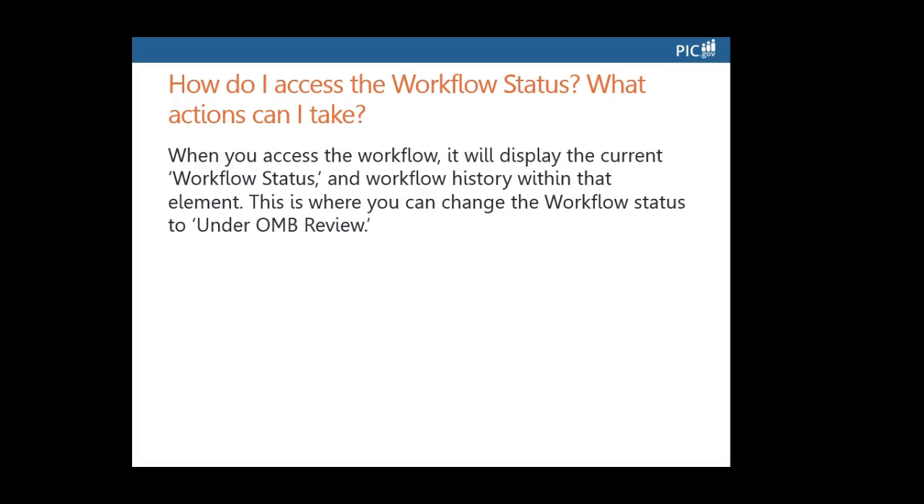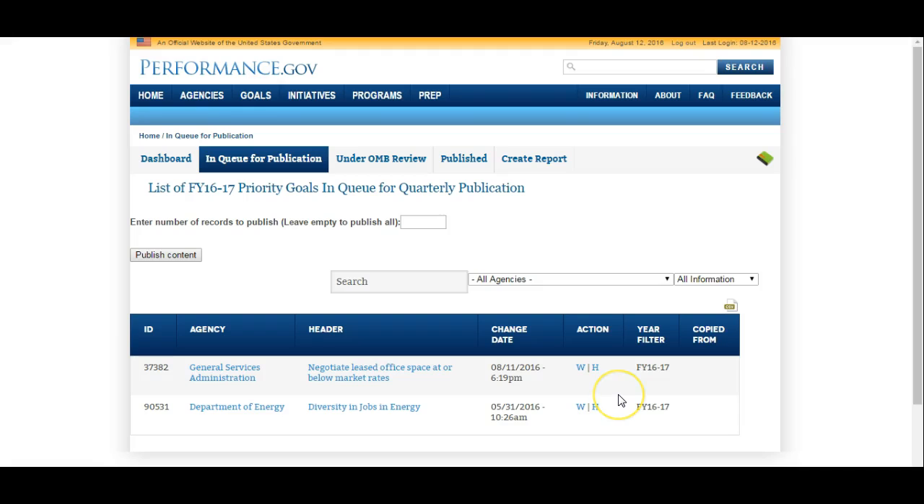This is where you can change the workflow status to under OMB review. Sometimes this is used to confirm information or hold information in place for further review. For the purposes of the quarterly APG updates, once you have reviewed and approved the information, you do not have action to change the workflow status. You may coordinate with the PIC to confirm the information is ready for publication.